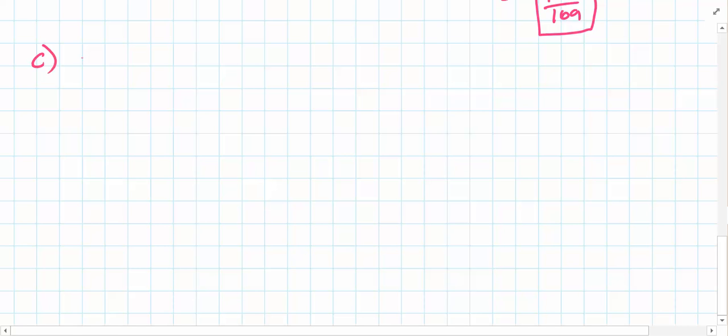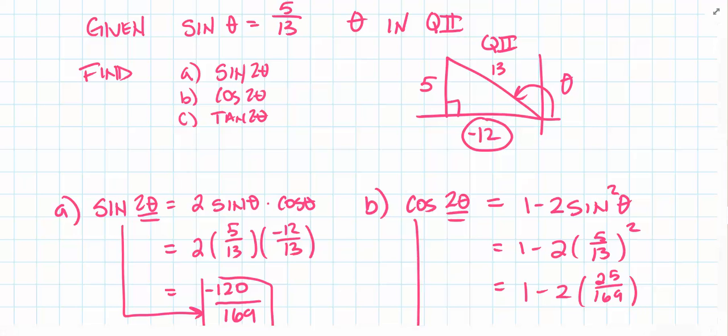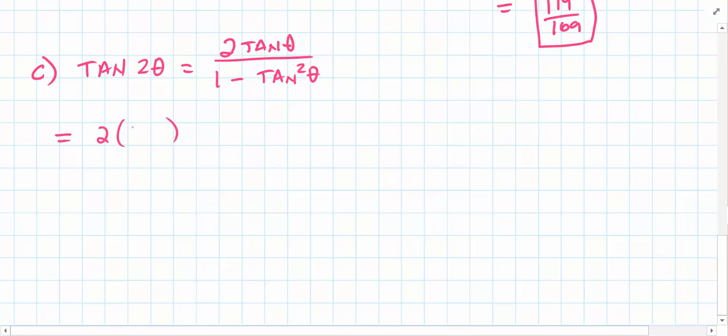Part C is going to be the tangent of 2 theta. Now, I only have one formula for the tangent of 2 theta, right? What is it? 2 tangent theta over 1 minus tangent squared theta. Good. So that's going to be 2 times... Let's figure out the tangent of theta by looking at our picture. 5 over negative 12, or negative 5/12, right? So it's going to be negative 5/12 all divided by 1 minus a negative 5/12 quantity squared.